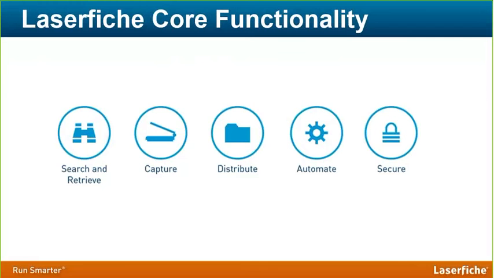So here we have 5 key points that really describe the Laserfiche core functionality. These processes are the 5 core functionalities of Laserfiche, and these core functionalities encompass everything that's necessary in an effective ECM solution. So we have search and retrieval, capture, distribution, automation, and the security of your documents.